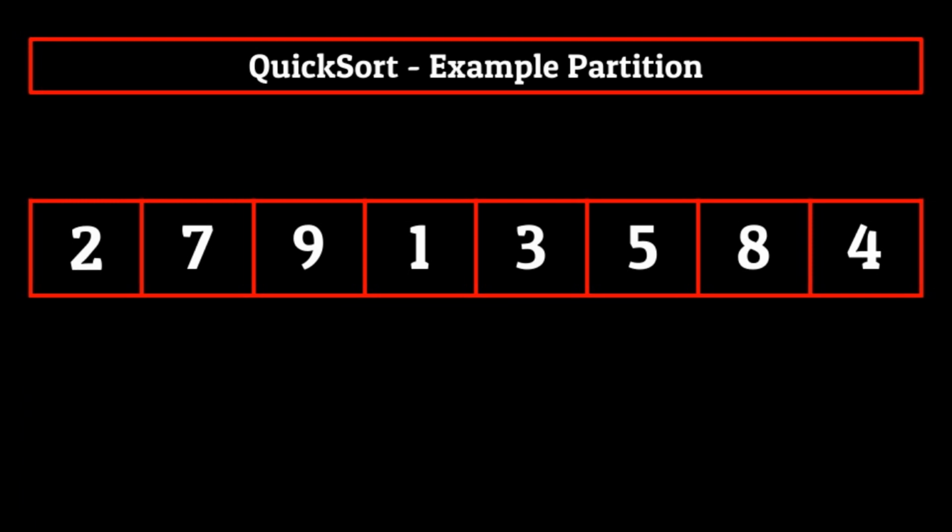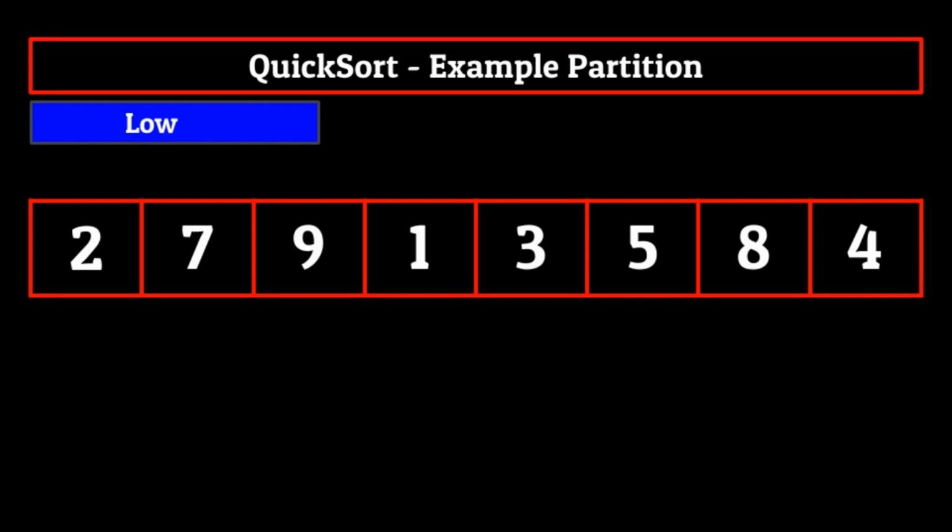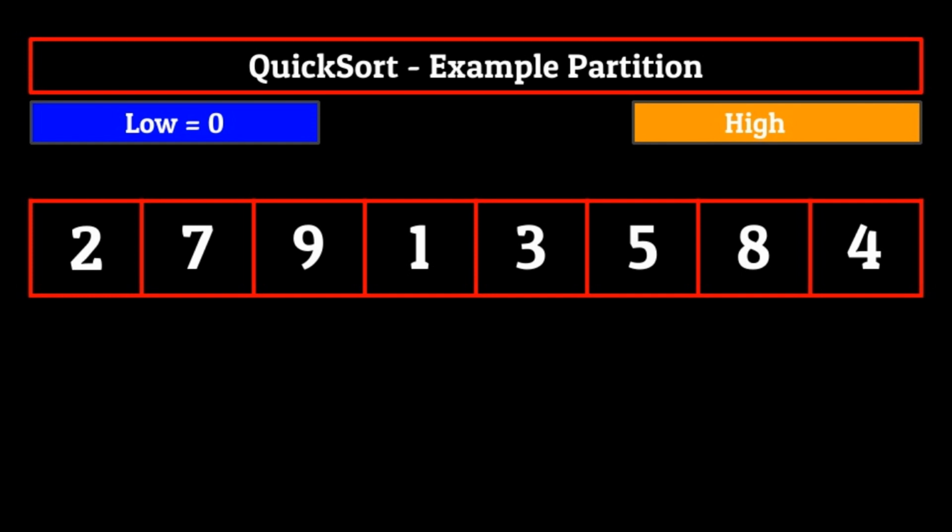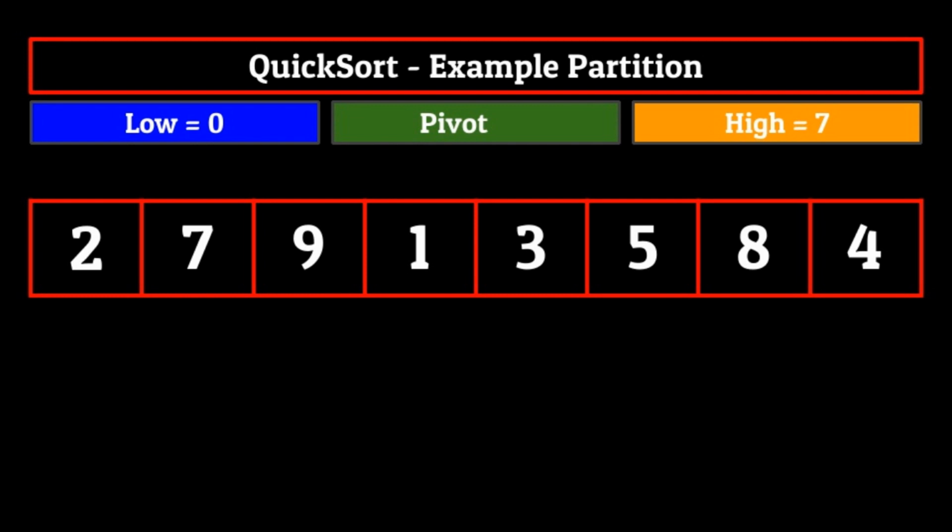Let's start with our pseudocode. Now, like I mentioned previously, the low and high indexes are all passed into the partition function by the QuickSort function, but we can pretty easily determine them through intuition. The low index will be the lowest index in the dataset, or 0, and the high index will be the highest index in the dataset, or 7. We then define our pivot as the highest index in the dataset, so 7.